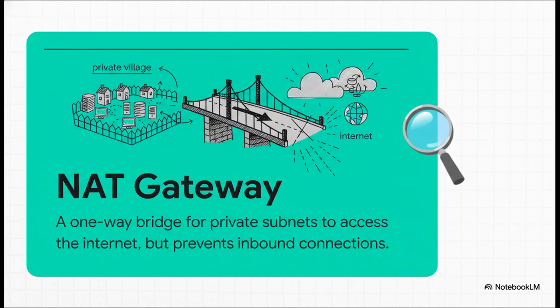The second type is the NAT Gateway, and this one is just pure security genius. It's a special kind of one-way bridge. You place it in a public subnet, and it allows your resources in the private village to go out to the internet to fetch updates or download files. But, and this is the critical part, it prevents anyone from the internet from using that bridge to get back in. It's an outbound-only connection.